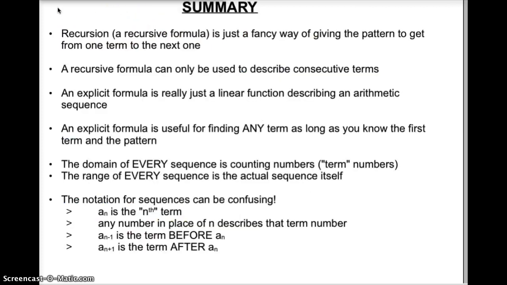All right, that was a lot of information in a short period of time. Be sure to copy down the summary, as that's the highlights of everything I've touched on. Recursion, a recursive formula, is just a fancy way of giving the pattern. It can only be used to describe consecutive terms. We use an explicit formula to describe an arithmetic sequence when we want it to look just like any other linear function. As long as you know the first term and the pattern, the explicit formula is very useful. I give you some notes on domain and range and a review of the notation here. We'll practice this more together.